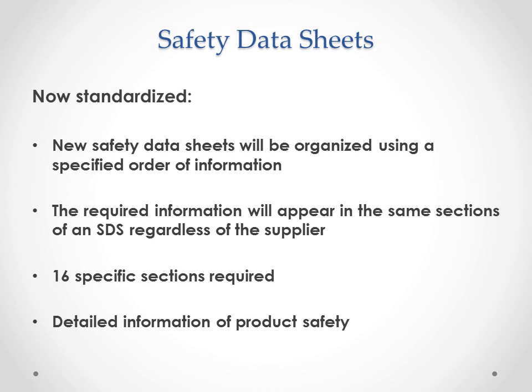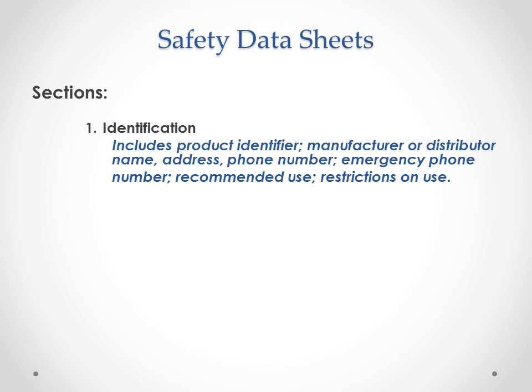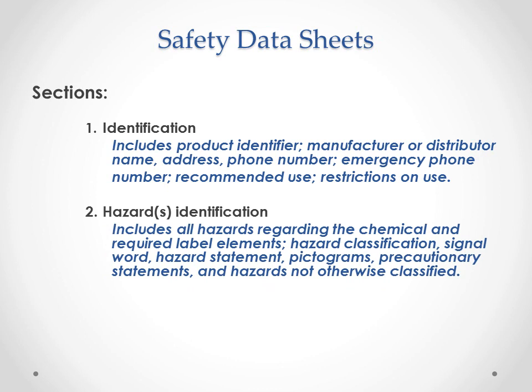You'll see detailed information regarding the product safety. So let's go into these sections. Number 1 is the identification. And again, this includes the product identifier, manufacturer, distributor name, address, phone number, the emergency phone number. It'll also have recommended use, what the chemical's designed for, and any restrictions on the use, things you're not supposed to use it for that could be a hazard if you do use it for that. And again, that identification has to match the identification on the label.